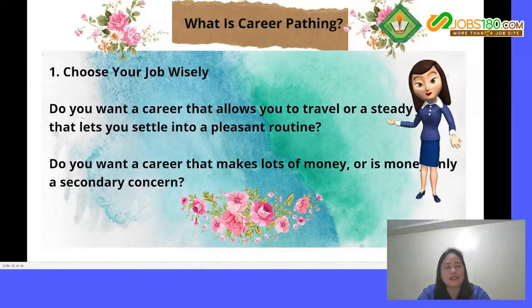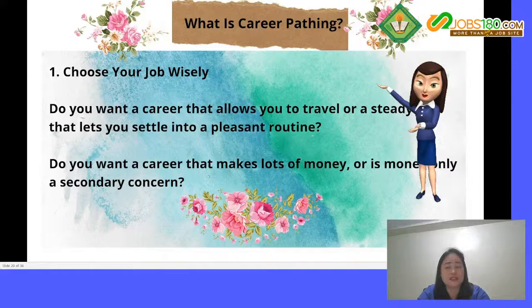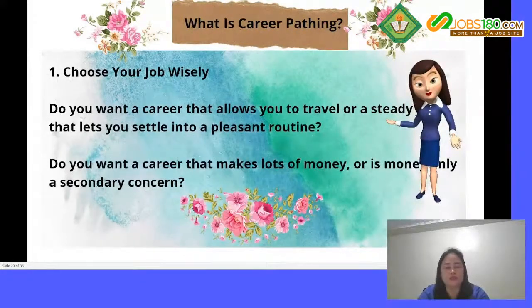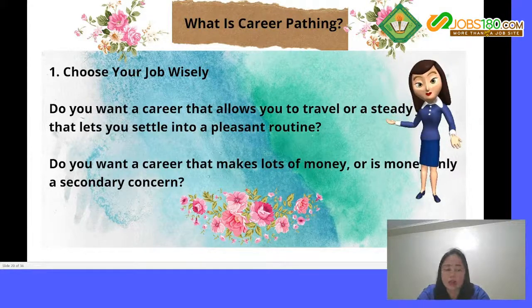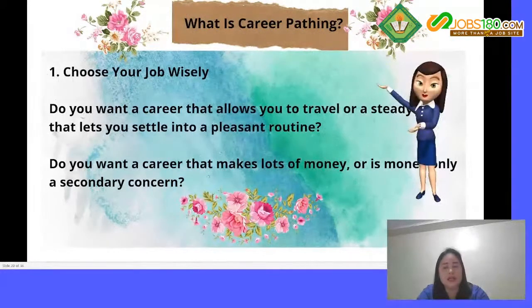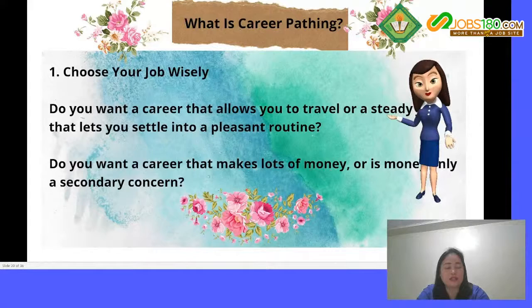Okay, do you want a career that allows you to travel, a steady job that lets you settle into a pleasant routine? No? Gusto mo yun? Go. Okay, the next is, do you want a career that makes you lots of money, or is money only a secondary concern?